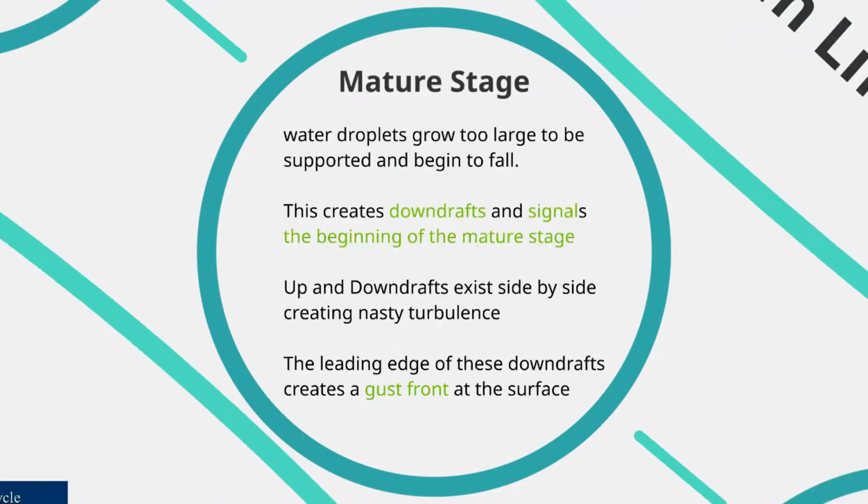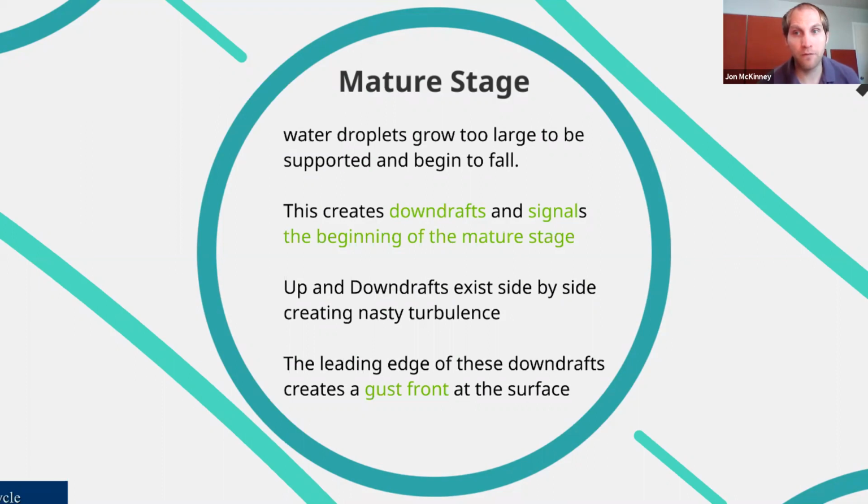Hey, look at that. We've made it to stage number 2 out of 3. Phases, stages of the thunderstorm life cycle. The next is called the mature stage. Mature, the water droplets, they grow too large. They can no longer be supported by the updraft, so they're going to begin to fall. What comes up must come down. This creates downdrafts.